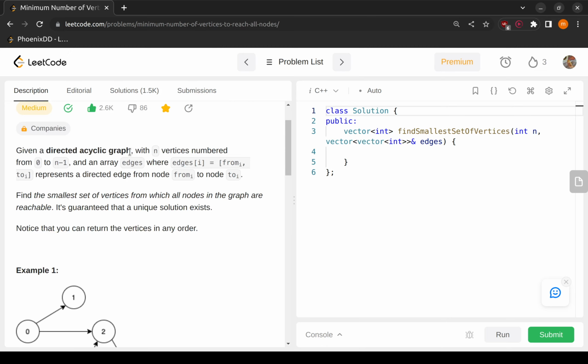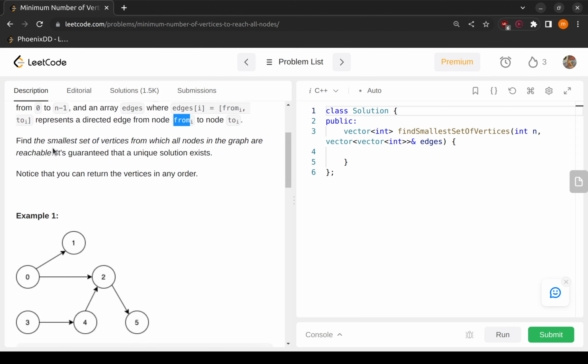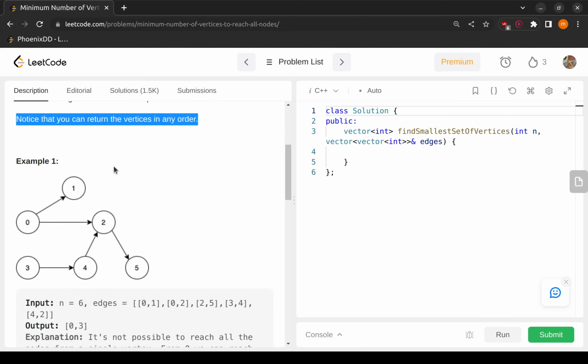Given a directed acyclic graph with n vertices numbered from 0 to n minus 1 and an array edges where edges[i] equals [from i, to i] represents a directed edge from node from i to node to i. Find the smallest set of vertices from which all nodes in the graph are reachable. It is guaranteed that a unique solution exists.